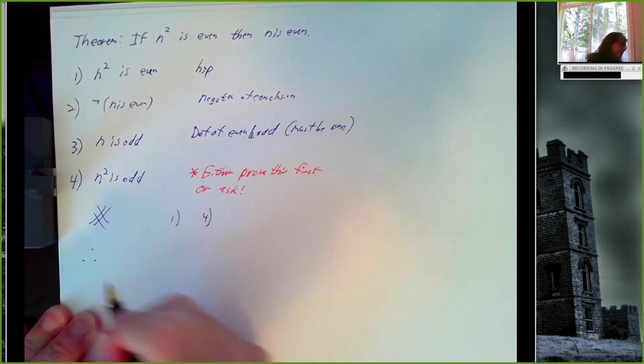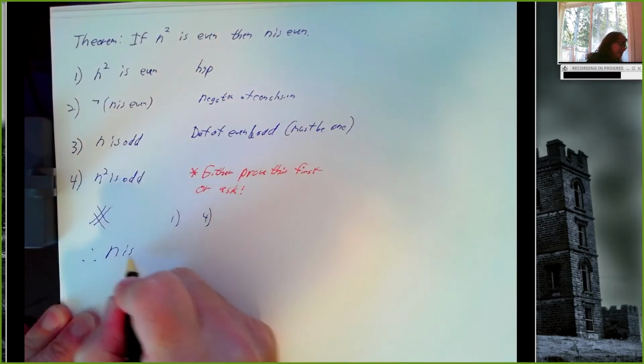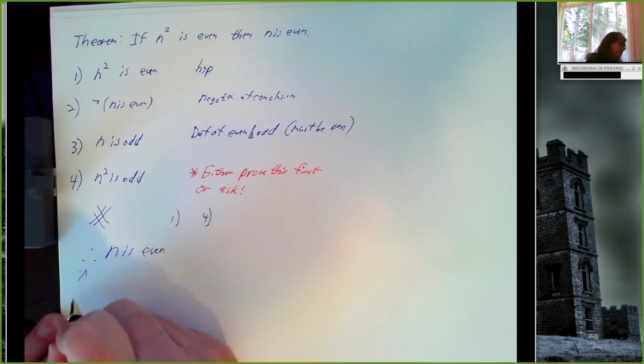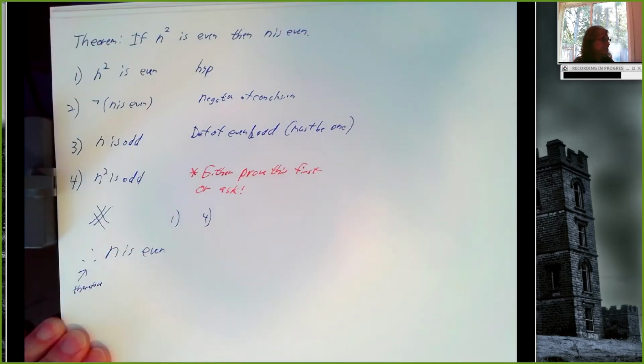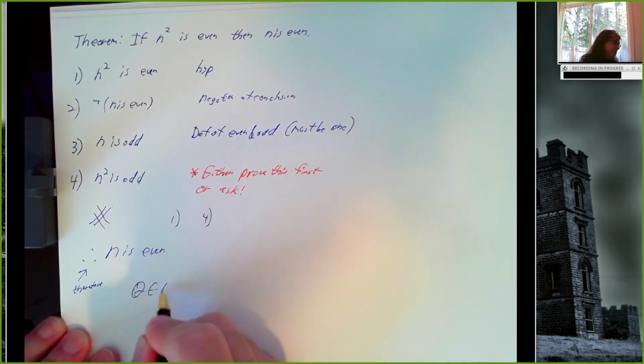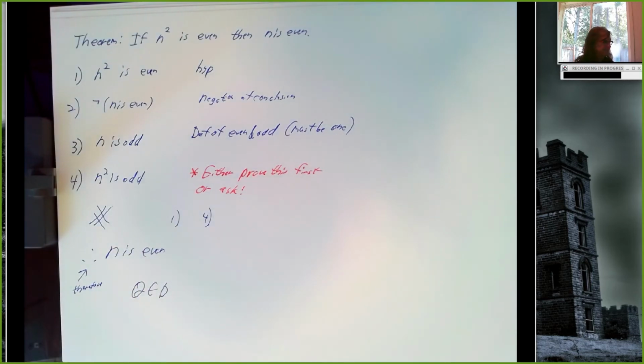Therefore, n is even. So the 3 little dots mean therefore. Therefore, n is even. And then we can say QED, that's what we were trying to show. That would be the n squared, right?